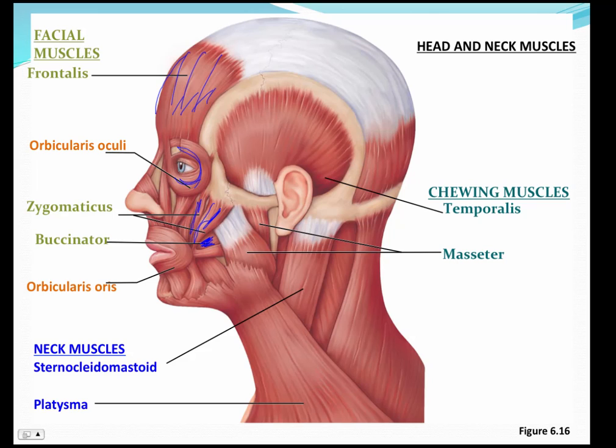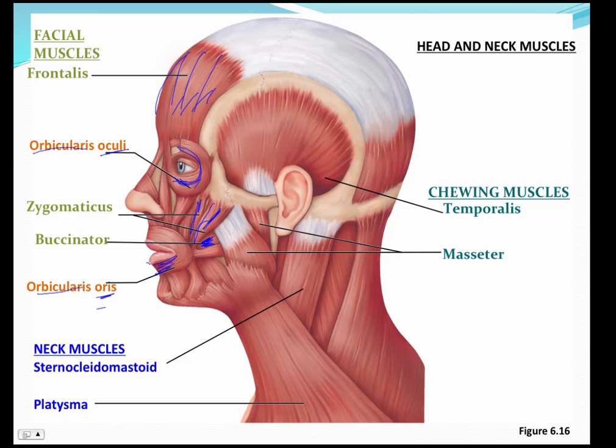Then here you have the orbicularis oris, and I want you to make a note. Here we have orbicularis oculi, which deals with your eyes, and orbicularis oris, which deals with your mouth. And this is going to help close your mouth and protrude your lips. Okay, so I'll give you some moment to type all those notes out.